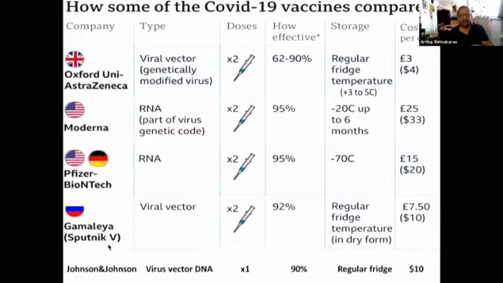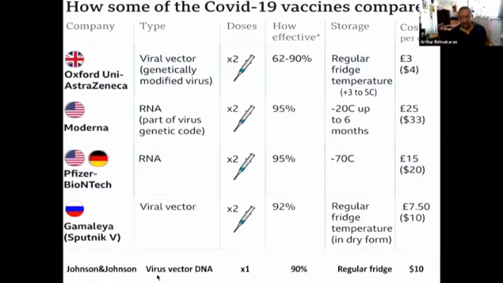The Russian vaccine, Gamaleya Sputnik, they use a human adenovirus vector. And this is a very special vector that they developed. And in this vector, they introduce the viral genome, and this viral genome produces the antibodies. You need 2 doses, 92% effective. You can keep it in a regular fridge.